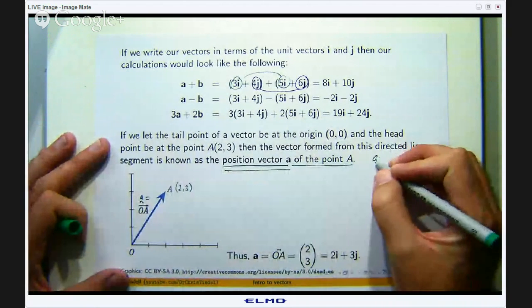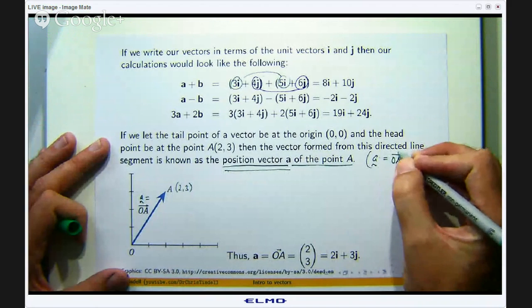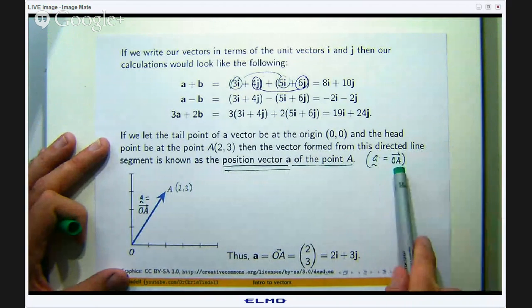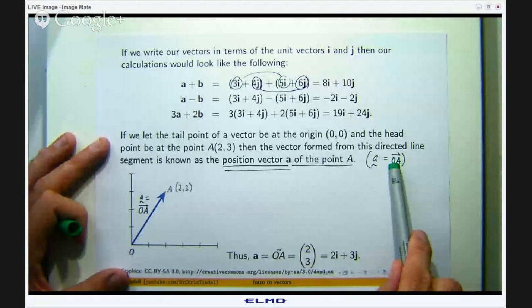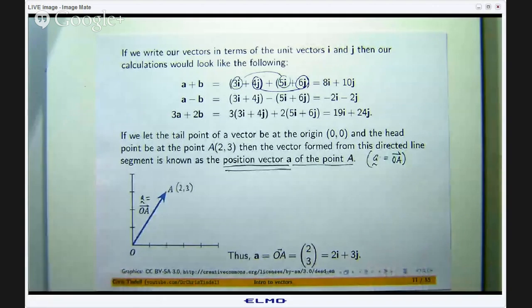Okay, so we can write it like this, or, to hammer home that it's from the origin to a point A, we can write it as OA with an arrow above it. Now I can do that for any point in the XY plane. I can always form what's known as a position vector to any point there.